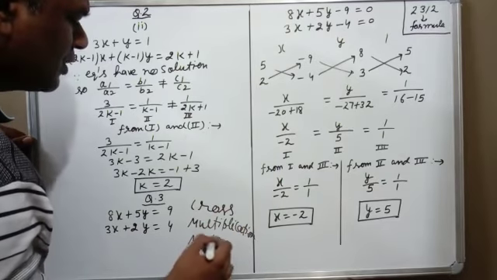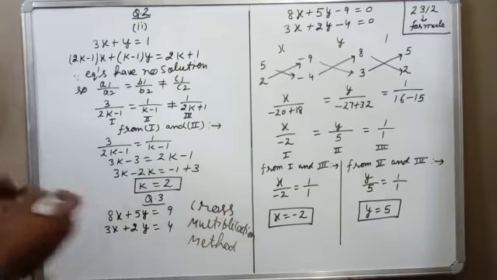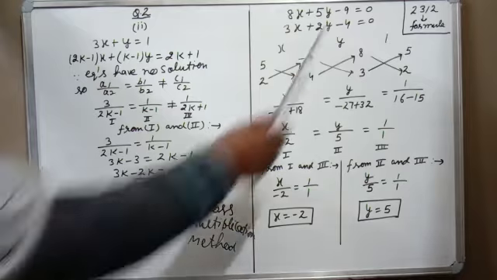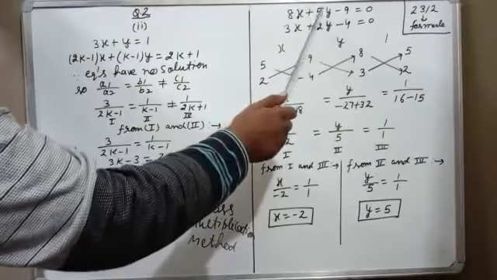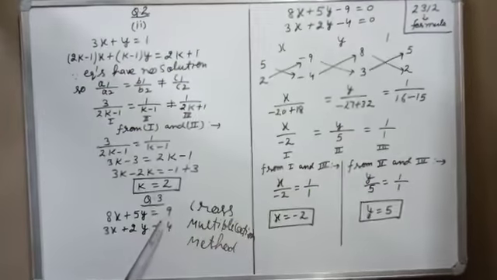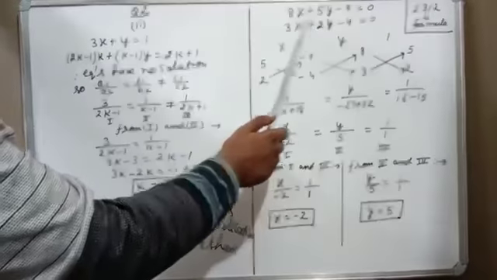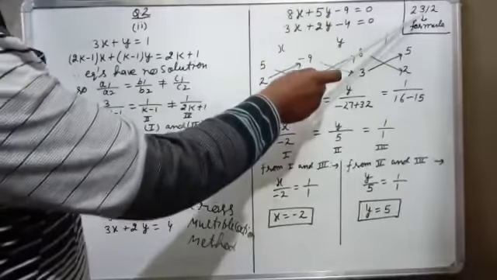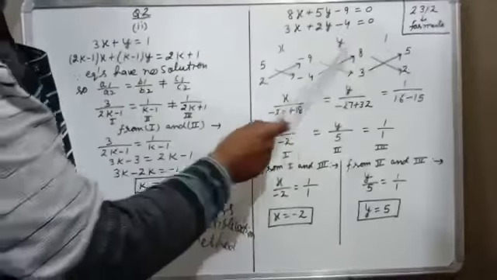The first step of the cross multiplication method is that generally we take all values to the left hand side and on the right hand side we are left with only 0. So this you have to shift here. You will get 8x plus 5y minus 9 equals 0. Again you shift 4 here, you will get 3x plus 2y minus 4 equals 0. Then yesterday I told you the formula of 2312. So x, y, 1 we have to write.